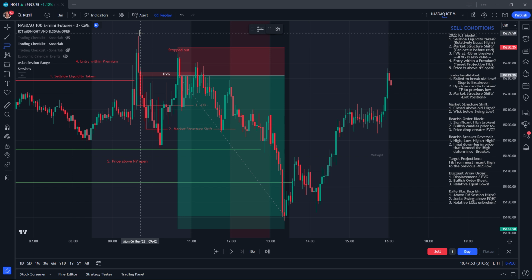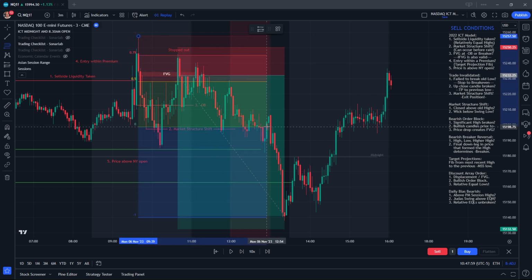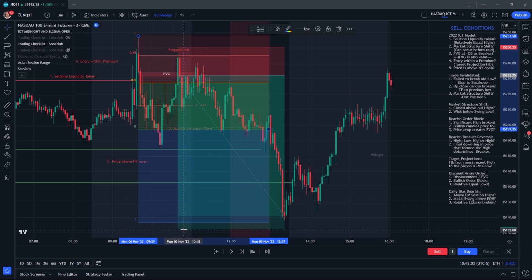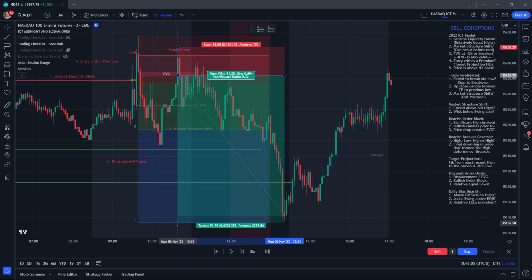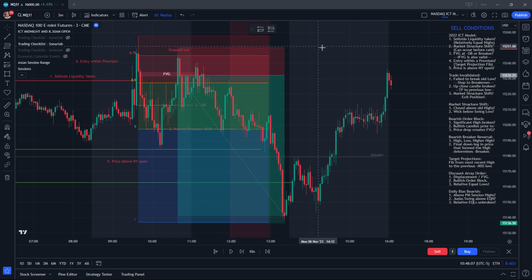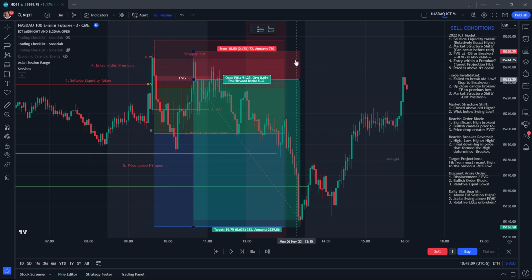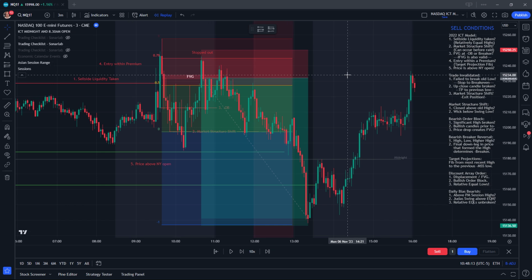So now we're kind of combining optimal trade entry with the 2022 mentorship requirements. So we're kind of stacking quite a lot of requirements to even get in the trade. So I think we should at least give it the room it needs to actually be able to go into a profit.